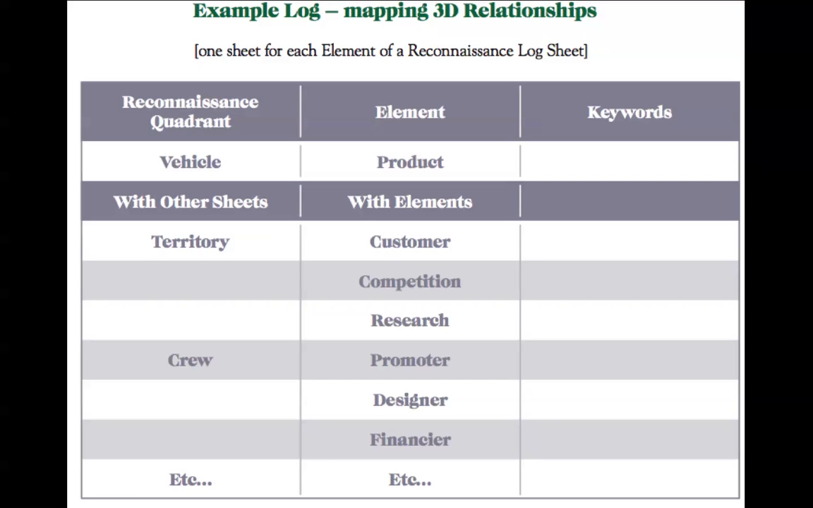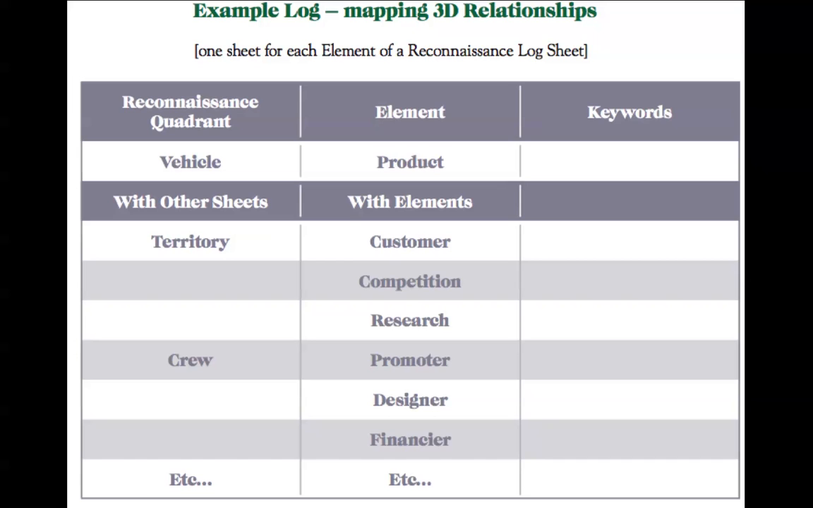In the top left hand corner of each sheet we enter the quadrant that we want to map, and in the example here I've chosen my vehicle quadrant. And to the right of this I enter the element from that quadrant against which I'll identify and test relationships with elements from different quadrants. So what I'll finish up with is a number of mapping logs for every quadrant that I work through. And I'll have one mapping log for each element that I identify as having a relationship with other elements.